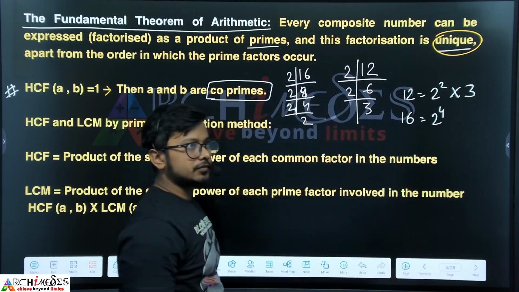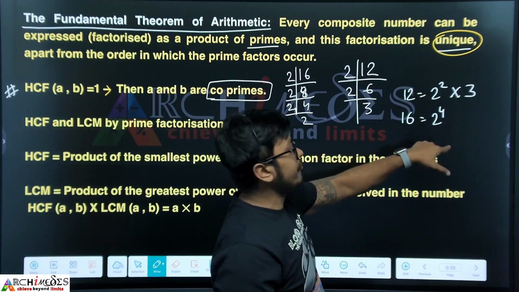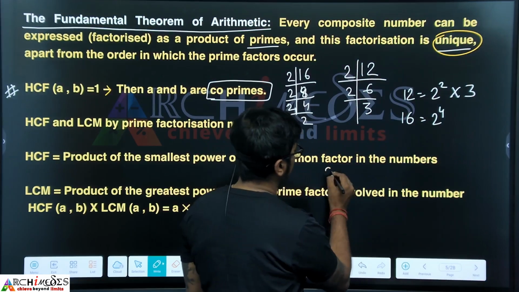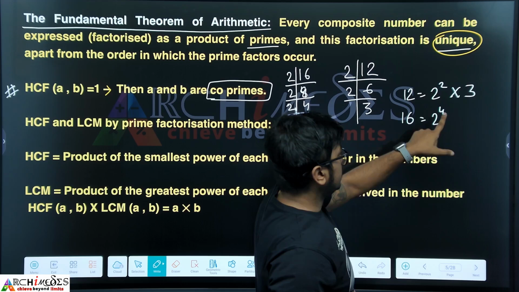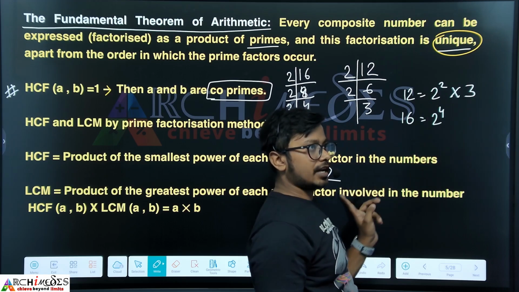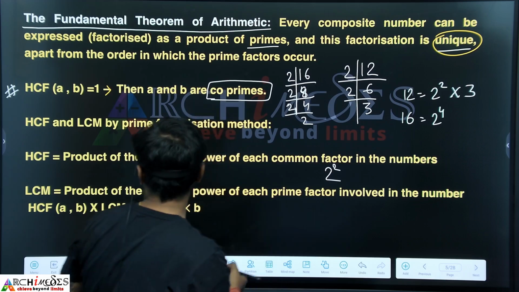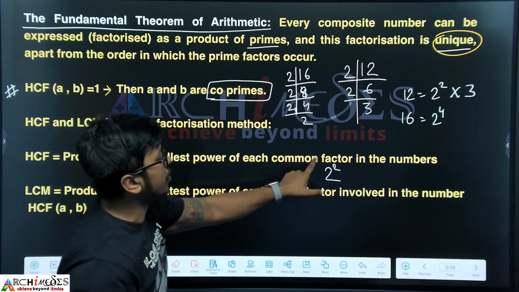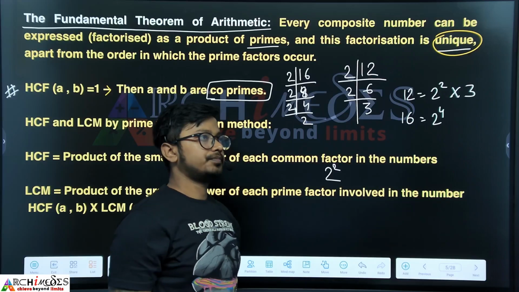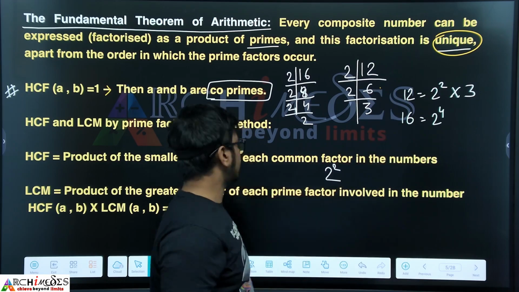While finding the HCF, remember that you first write the common prime factors. Only 2 is a common prime factor; 3 is not present. So you first write this. In finding the HCF, you have to write the lowest power. That is what I have mentioned here: the HCF is the product of the smallest power of each common factor in the numbers. So whatever each common factor is, you write it with the smallest power.